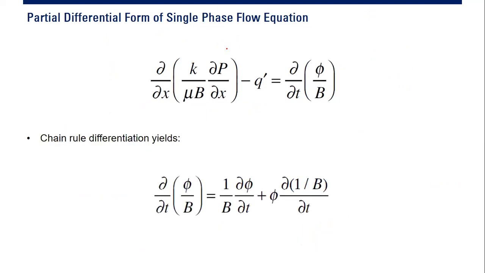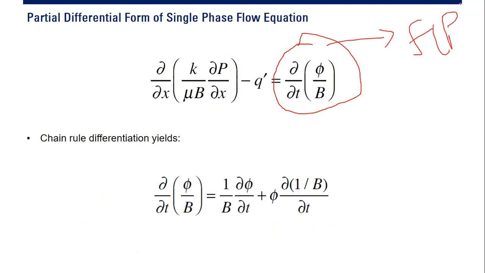Okay, so we will play with calculus again. I want to express the right-hand side as a function of pressure, so I will play with calculus, start with chain rule. Okay, so d/dt of porosity divided by B, I can take out the B, so I have 1 per B multiplied by d porosity dt. So I keep the B constant. That's for the first part.